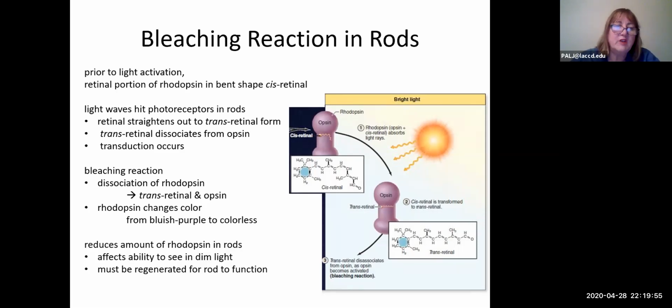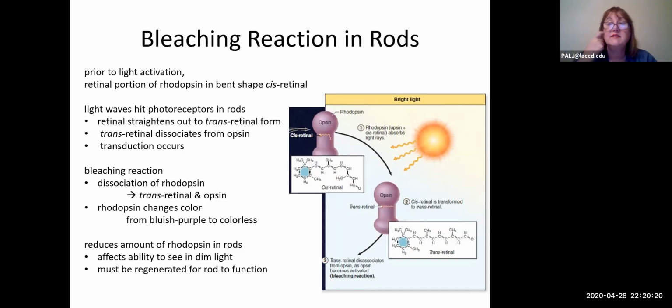Okay. And so what this does, when the light hits that, because the retinol has changed from cis to trans, and thereby the retinol has separated from the rhodopsin, we don't have as much rhodopsin. So now the rods have a much lower level of rhodopsin, and so that affects our ability to see in the dim, because we just don't have the rhodopsin. If you don't have rhodopsin in the rods, then the rods can't do what they're supposed to do.